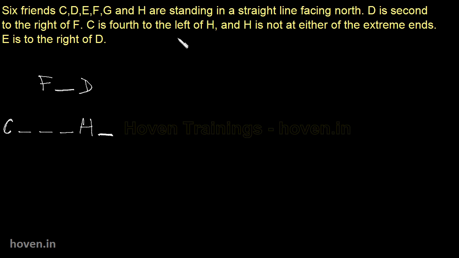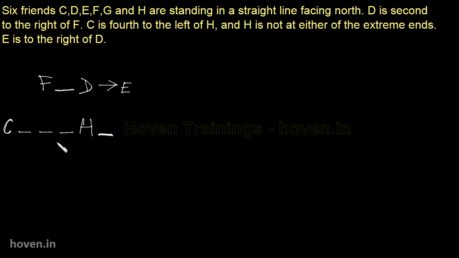Now, next he says, E is to the right of D. So E falls on the right side of D. He is not saying E is to the immediate right. He is saying E is to the right. So E could be somewhere on the right side of D. Now we have to merge this chain with this one. We know this is the ultimate blank spaces which we have already here.